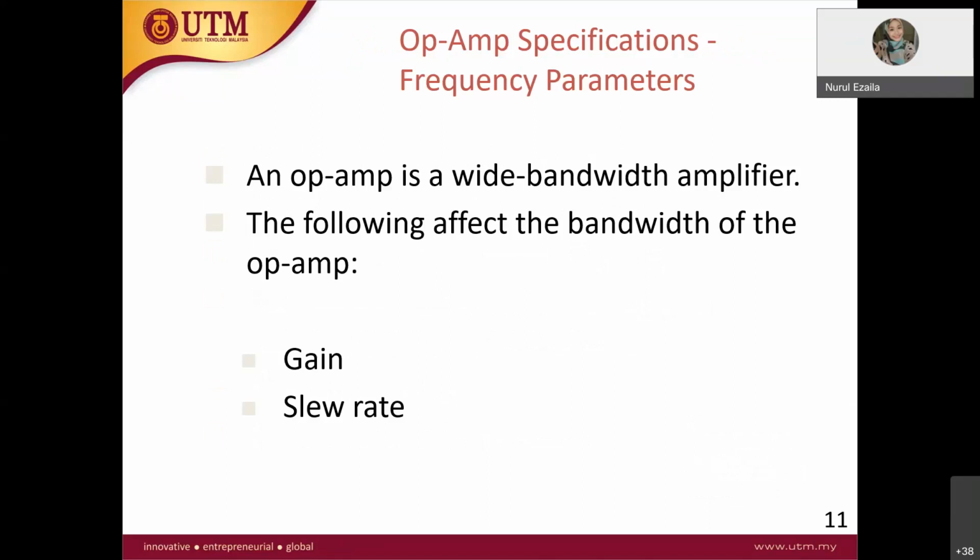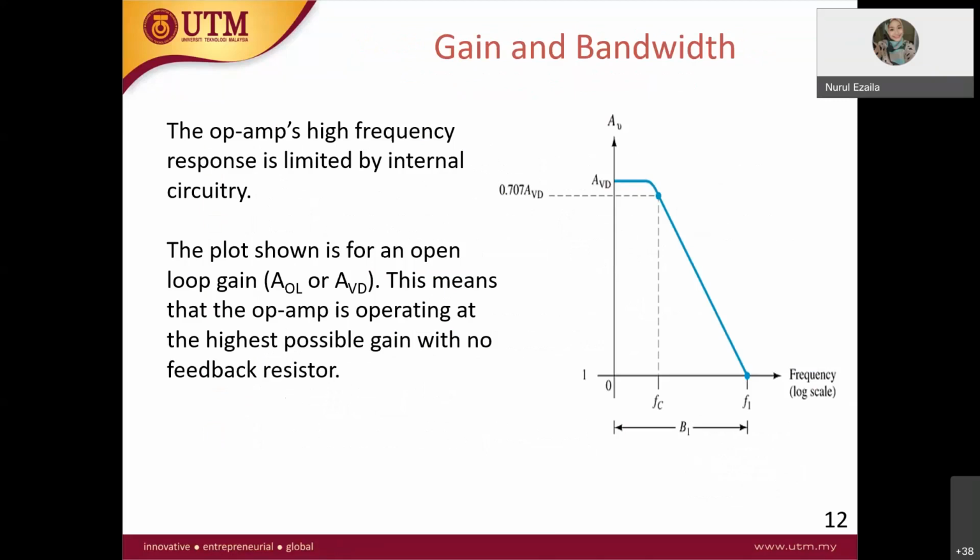Other than that, op-amp specification. Op-amp is widely used in wide bandwidth amplifiers. The following affect the bandwidth, and there are two. One is gain, I think you all know: V out equals gain times V in. The other is slew rate. What is slew rate? Let's take a look after this.